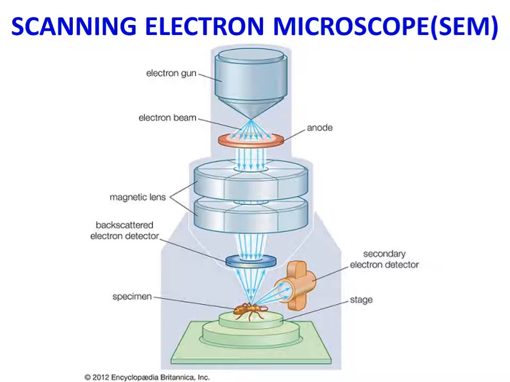Then the scanning electron microscope. You can see here the electron gun, electron beam, anode, then two magnetic lenses, then the back scattered electron detector, then the specimen. Here they placed an insect specimen. After the electrons fall on the insect, they are reflected. These reflected electrons are called secondary electrons, and they are detected by the secondary electron detector, with the insect held on a stage. So in SEM, scattered electrons are captured and the image is drawn.